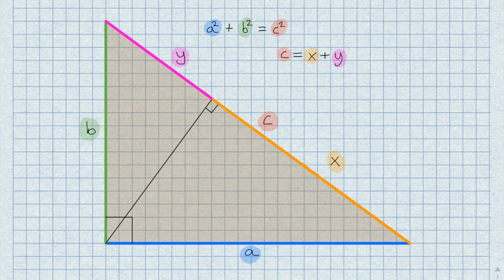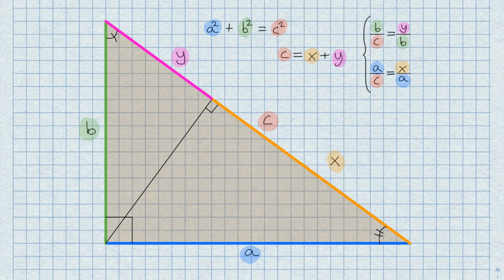The nifty thing about these two new triangles is that the ratio of the short cathetus to the hypotenuse is the same for the mother triangle and the two child or subtriangles. The same goes for the ratio of a long cathetus to the hypotenuse, or any other side length ratio for that matter.